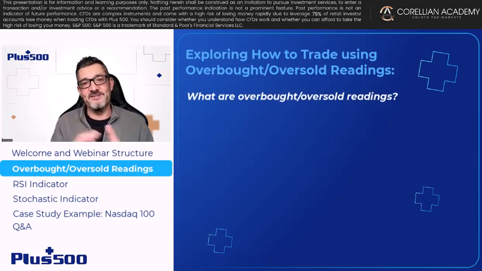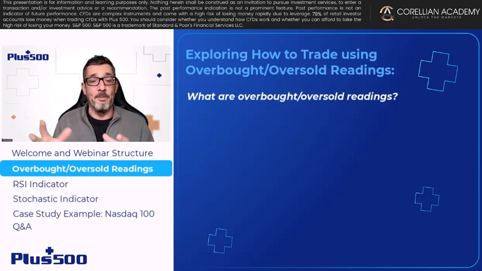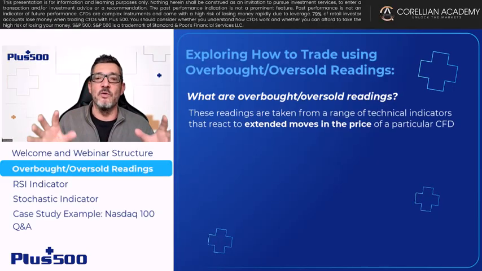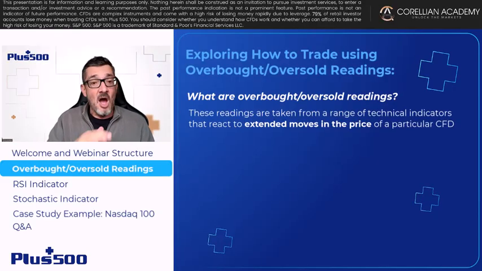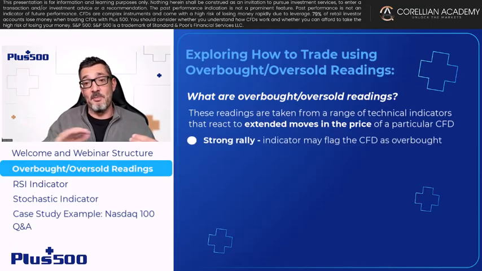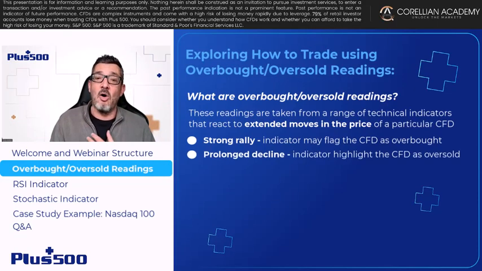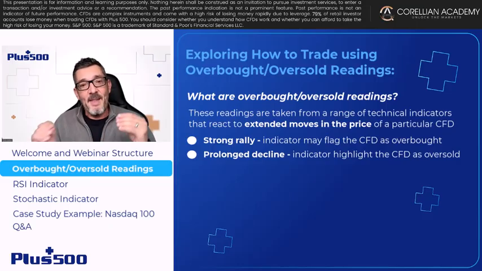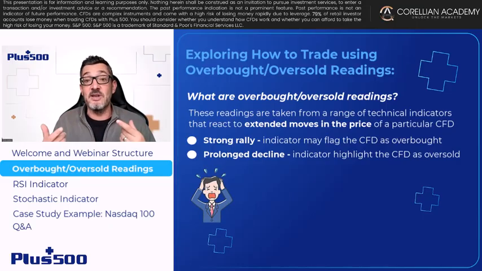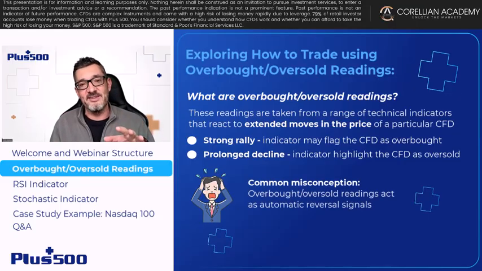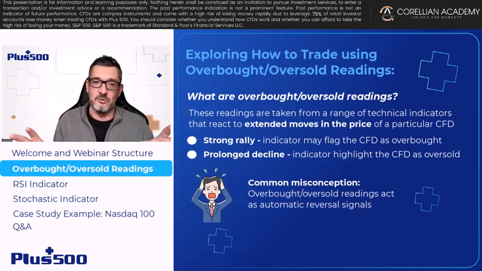So, what exactly do we mean when we say overbought or oversold readings? These readings come from a range of technical indicators that react to extended moves in the price of a CFD. After a strong rally, an indicator may flag the market as overbought. After a prolonged decline, it may highlight oversold conditions. Now, here's where many traders, especially those who are newer to technical analysis, may run into trouble. There's a common misconception that these readings act as automatic reversal signals.